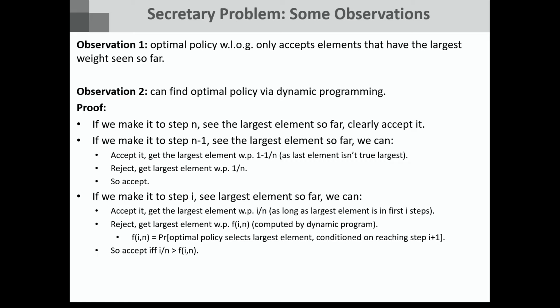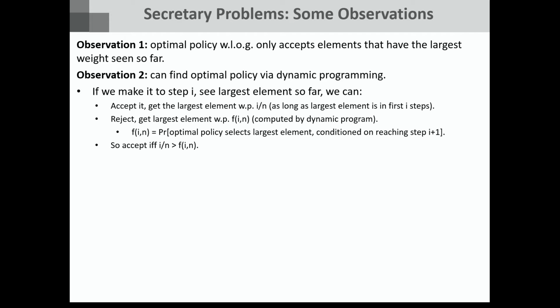Okay, and we can repeat this reasoning further backwards and say if we make it to step i, and we see the largest element so far, what are our choices? We can accept it, and then we get the largest element with probability i over n. So why is this? As long as the largest element comes in the first i steps, then conditioned on i being the largest element so far, it is actually the largest element of the whole sequence. Okay? Or we can reject it, and then we don't necessarily get the largest element with probability (n minus i) over n, because maybe the optimal policy can't guarantee to get the largest element just because it shows up later. But let's just denote by f(i, n) the probability that the optimal policy selects the largest element conditioned on starting from step i plus 1. Okay, so these are probabilities that we can compute using backwards induction, and we should accept element i if and only if i over n is larger than f(i, n).